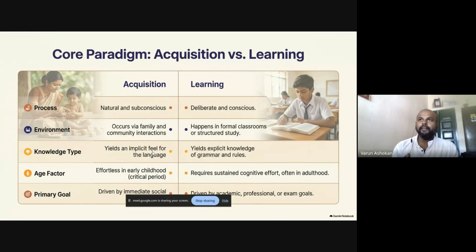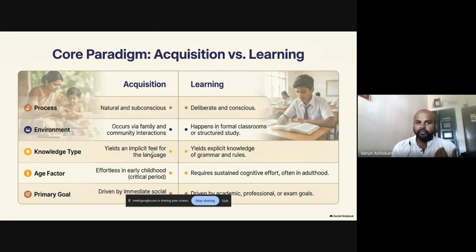This is an acquisition. No one is sitting here and teaching me what this vocabulary means. Sometimes I may ask what this word means, and they may help me, saying this is the meaning of this word. So this is a natural process.